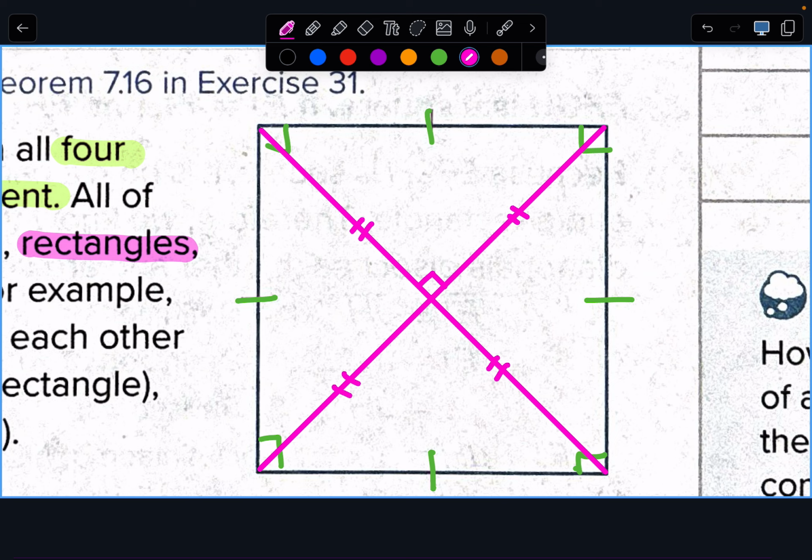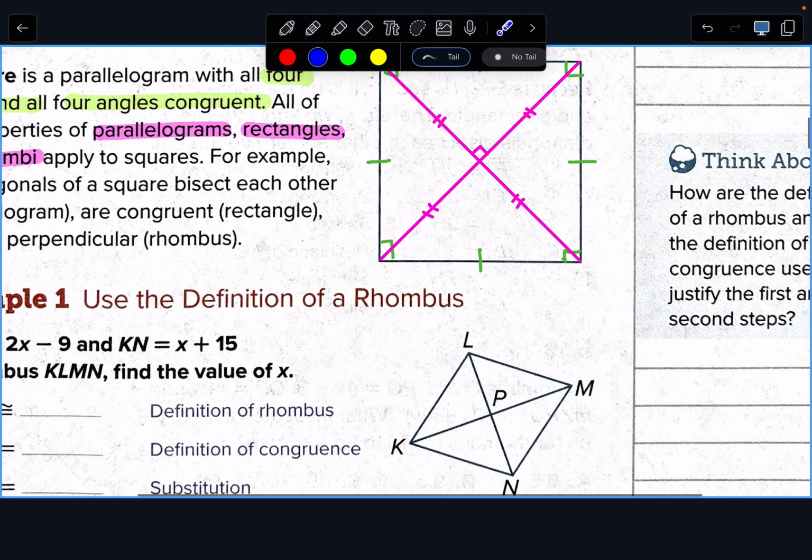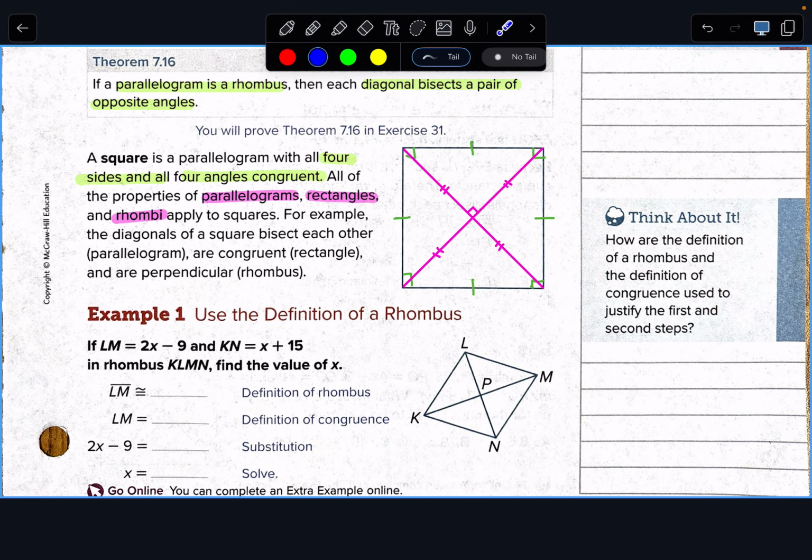Okay? What would this angle right here be? 45, because since a square is a special rhombus, those diagonals bisect the angles. I blew your mind? Okay.